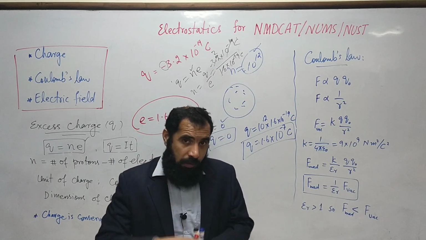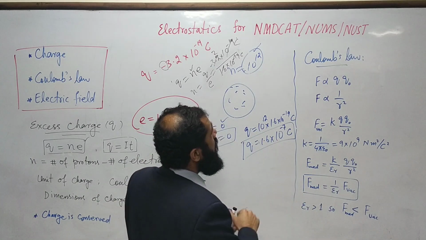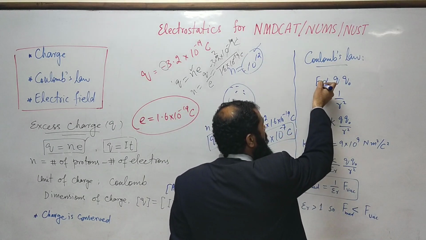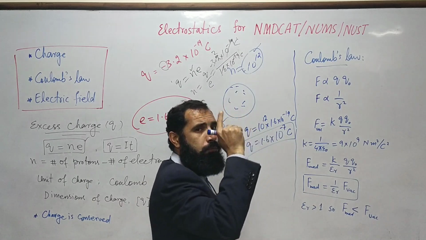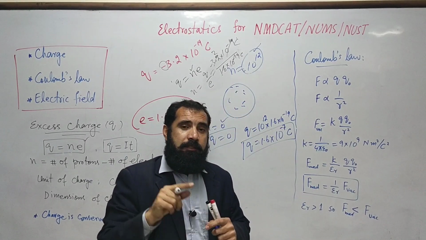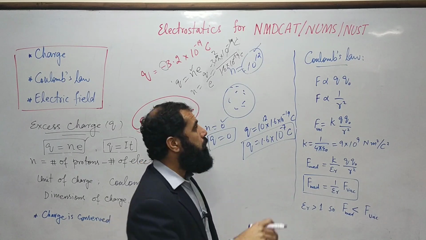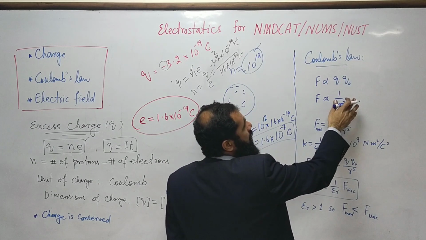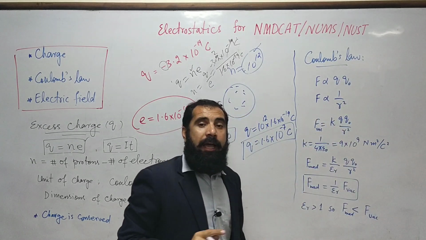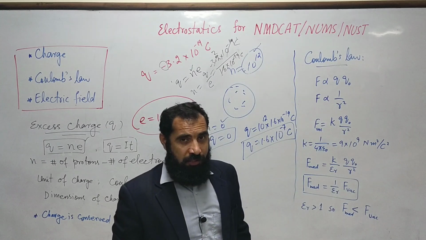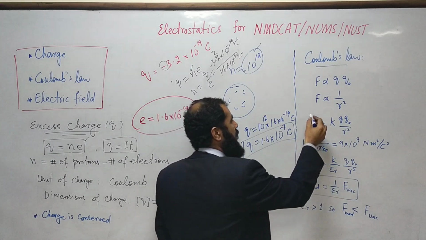What is the magnitude of that force? That is given by Coulomb. And Coulomb's law states that the magnitude of the force between two charged particles depends upon the product of charges. It is directly related to the product of charges, and it is inversely related to the square of distance between the charges. And we can write this expression.